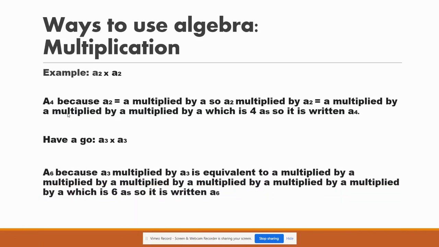The answer to this is a to the power of 6, because a cubed multiplied by a cubed is equivalent to a multiplied by a six times. That's a lot of a's, which is 6 a's. I may have written 7 a's. Please correct me if I'm wrong, there are probably some typing errors. It's written a to the power of 6 anyway.